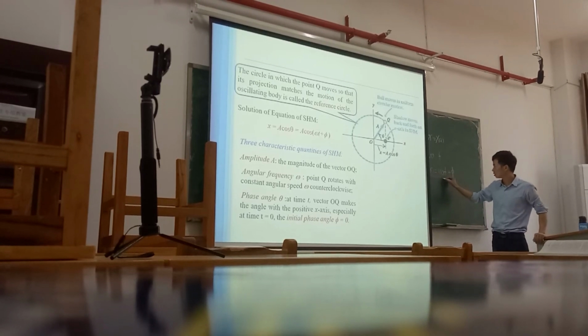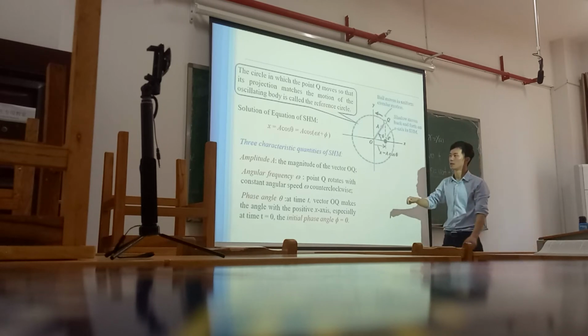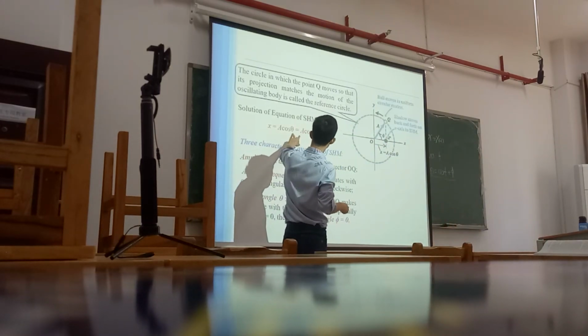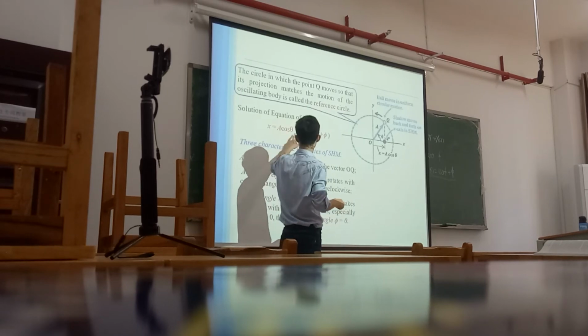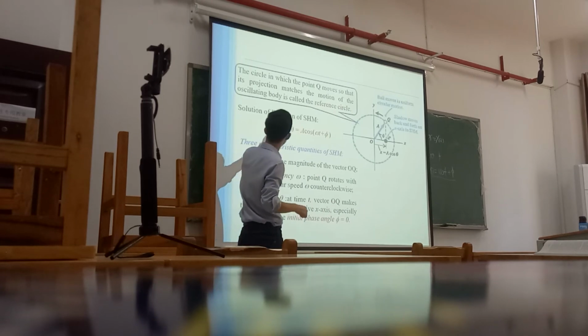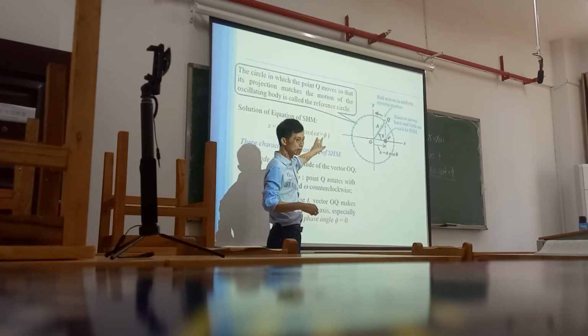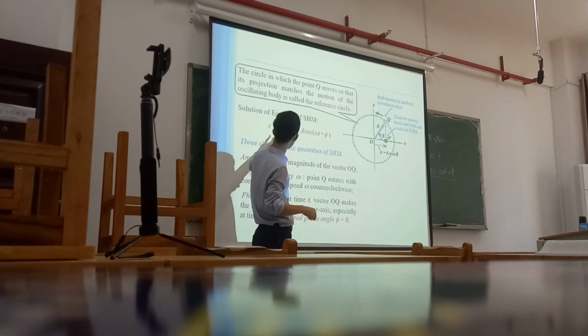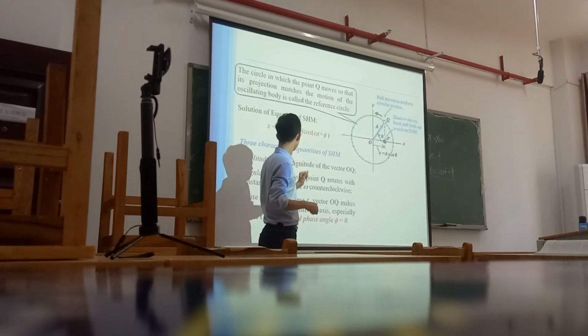So we plug this theta into this equation, then we can get x is equal to A cos(omega t plus phi). Then t is the time. So we find the relationship between x and the time.